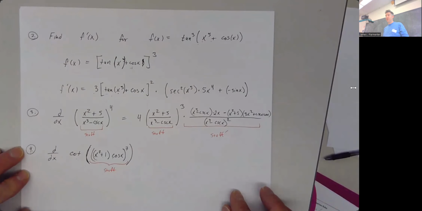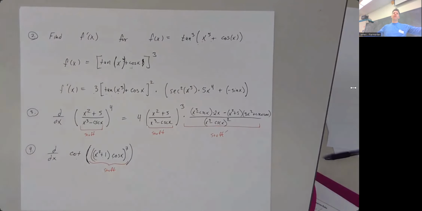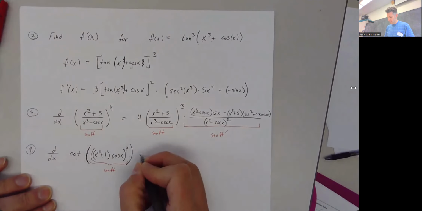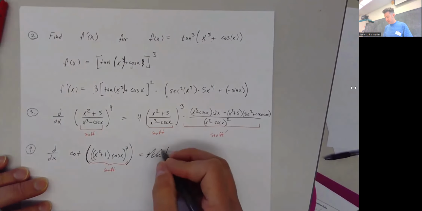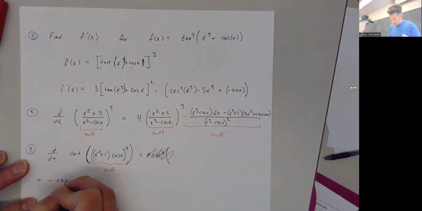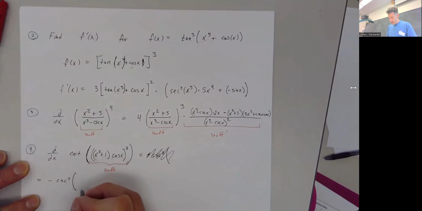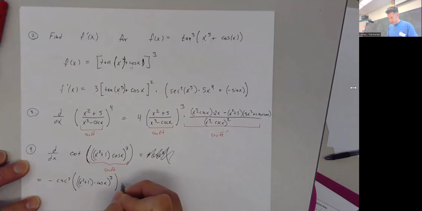All right. What's the derivative of cotangent of x? Before anyone says anything, is it negative or positive? Right, we know it's negative because it's a co-function. And the derivative of tangent is secant squared. So the derivative of cotangent is cosecant squared, but it's negative. So we're going to get negative cosecant squared of the same gross stuff, x squared plus 1 times cosine of x all to the 7th power times the derivative of the stuff.